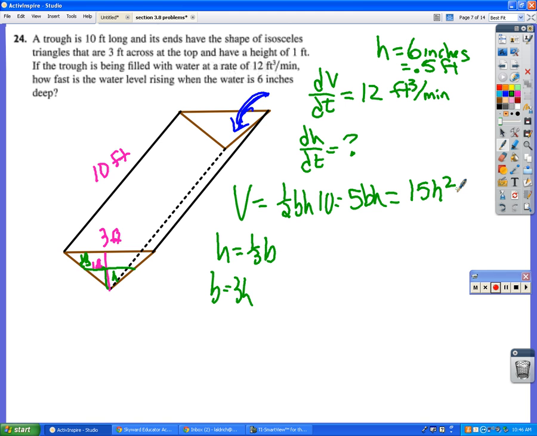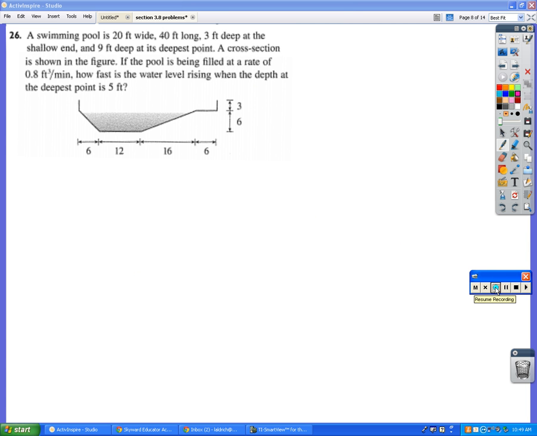And now I can see why. Now it makes sense. So now you take the derivative. So dV/dt equals 30 h times dh/dt. You know what dV/dt is, you know what the height is, you're trying to find dh/dt, plug them in, solve, be happy.